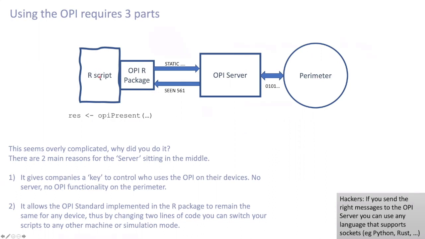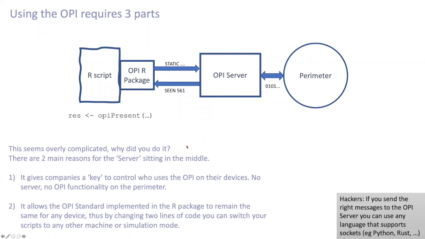So you write some R code that gets translated into messages that get sent to this server. The server in turn talks to the perimeter and presents stimuli, gathers responses, that comes back. The server interprets those from the machine, sends back the results to the package, and finally you get your results into your R code. So this three-part, we've got the client, we've got the server, and we've got the perimeter.